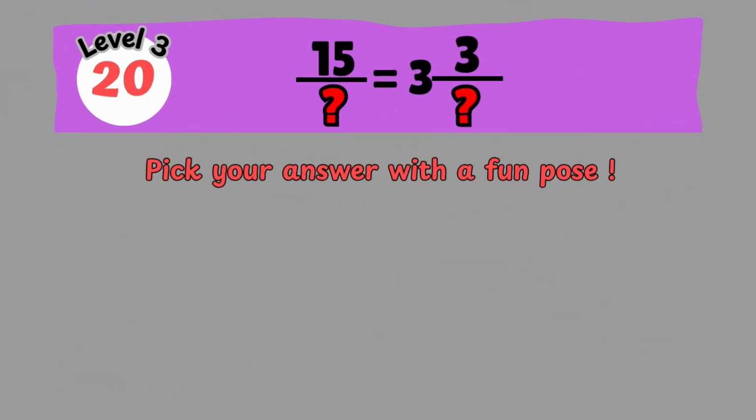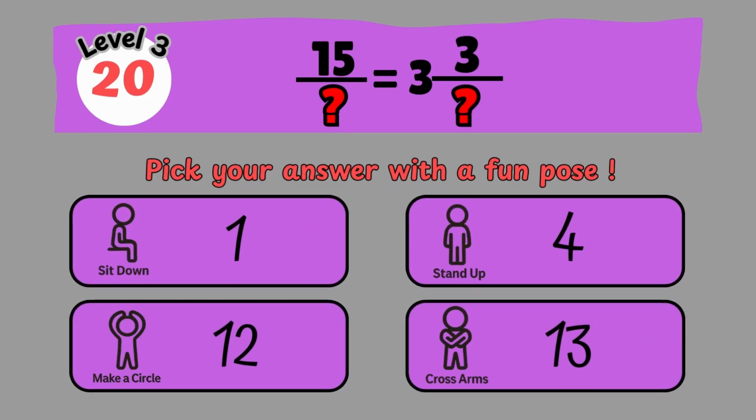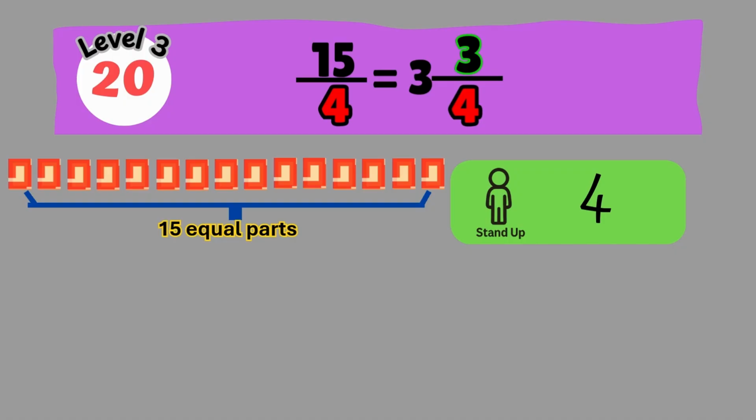Final questions. Can you solve it? Four. 15 quarters equal 3 and 3/4.